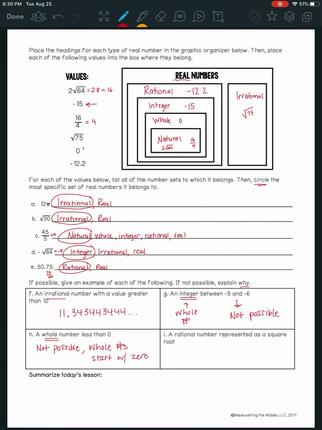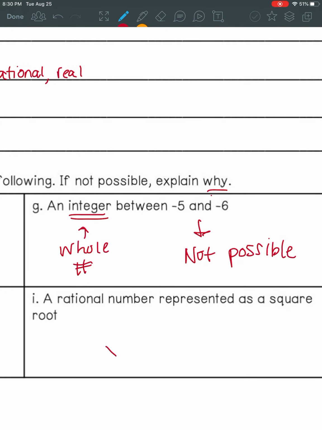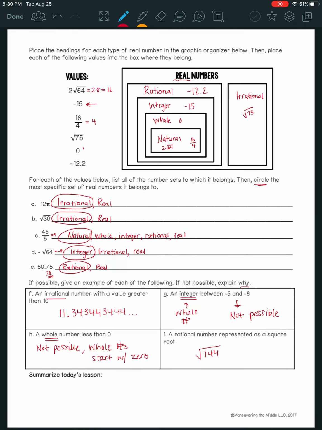All right, and last one, a rational number represented as a square root. So you could pick any perfect square root. Let's say the square root of 144, that equals 12. So as long as it comes out to a whole number, that is a rational number as a square root. All right, awesome job. Thanks.